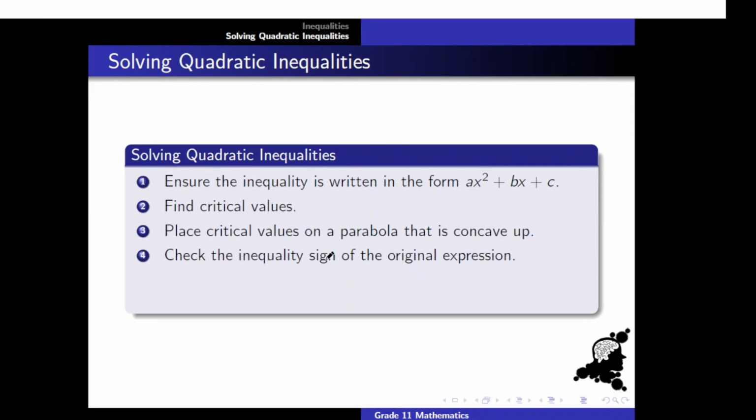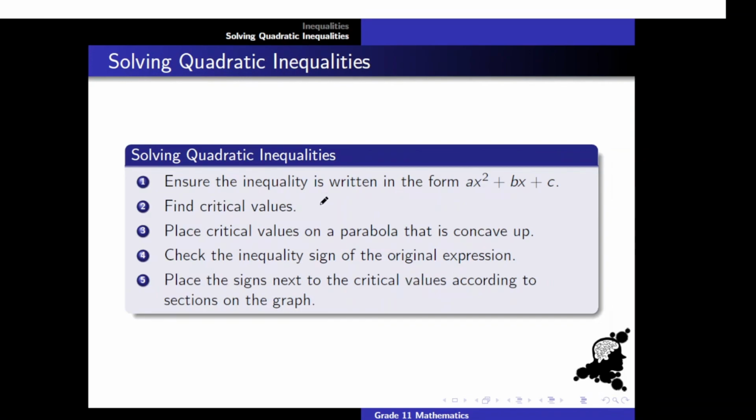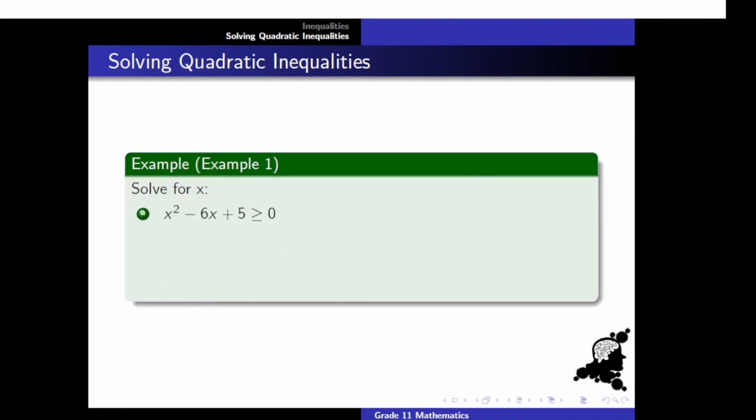The next thing is we need to check the inequality sign of the original expression, and then we need to place the signs next to the critical values according to the sections that we found on the graph. That was a lot of talking. Let's actually get into the working.